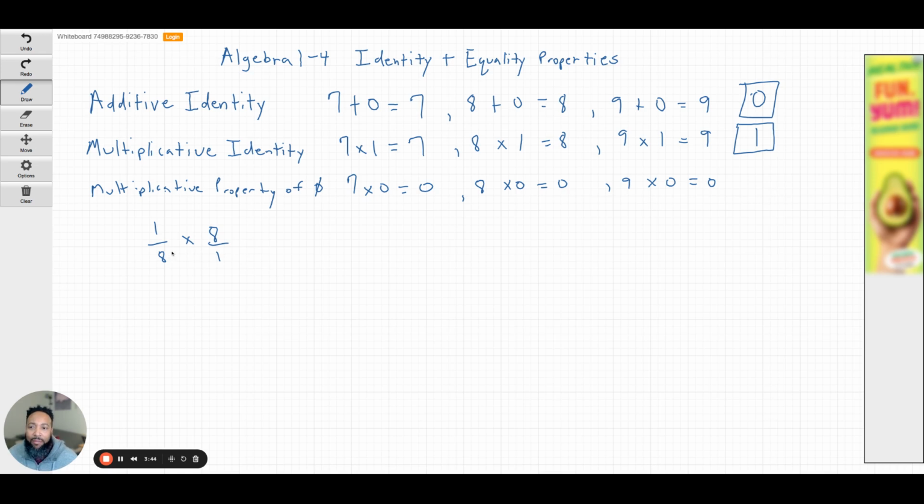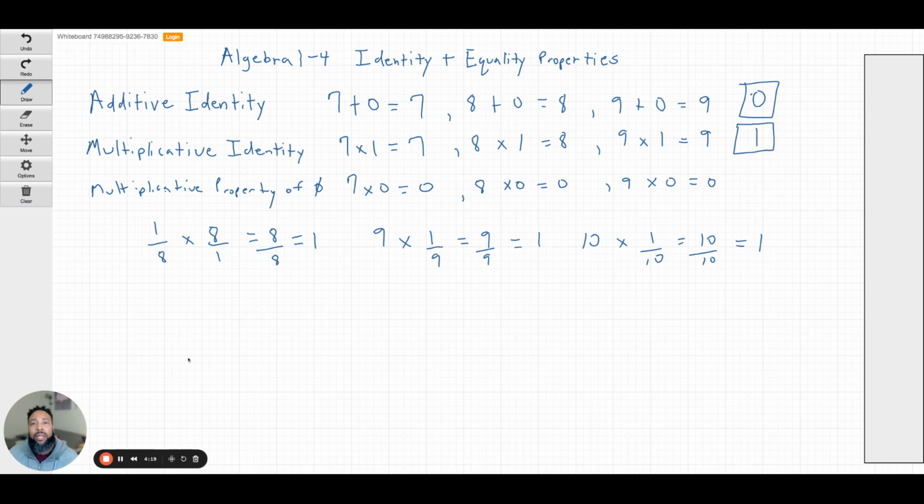1 every time. So if we look at this problem, 1 times 8 equals 8 on the top, and then 8 times 1 equals 8 on the bottom. 8 over 8 equals 1. If you do that again, say 9 times 1/9, that equals 9 over 9, which equals 1. If you did 10 times 1 over 10, your answer would be 10 over 10. Those cancel out, which makes that 1. So that is the multiplicative reciprocal.